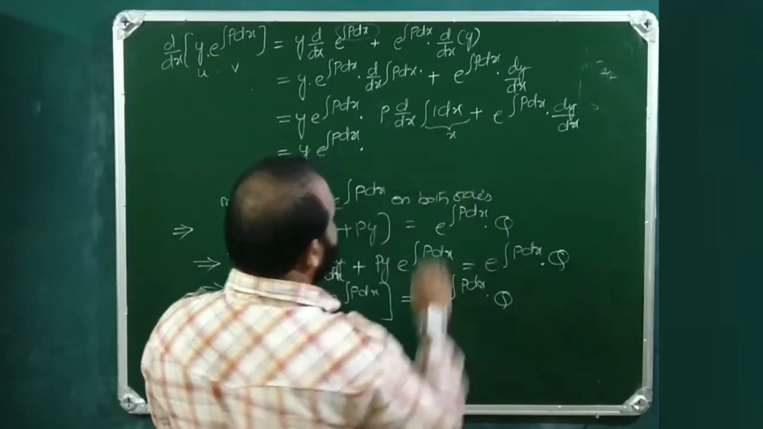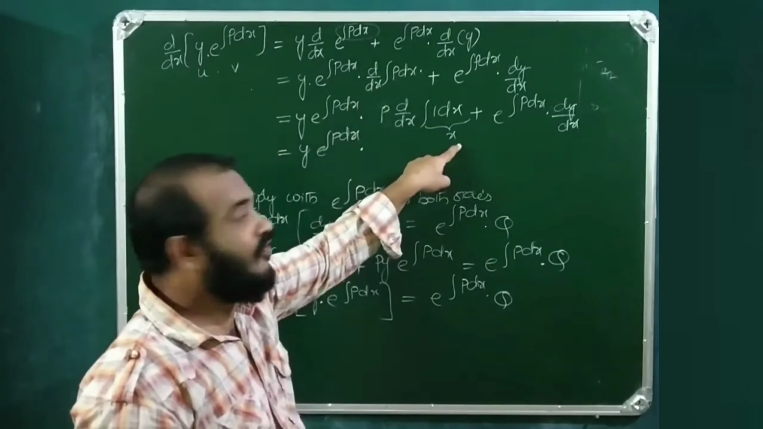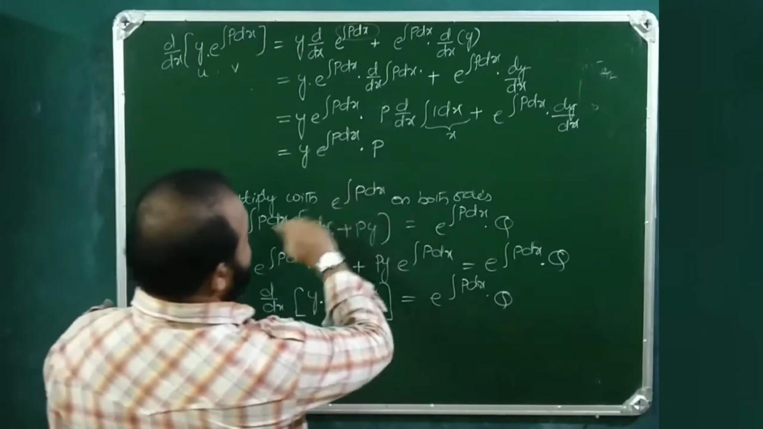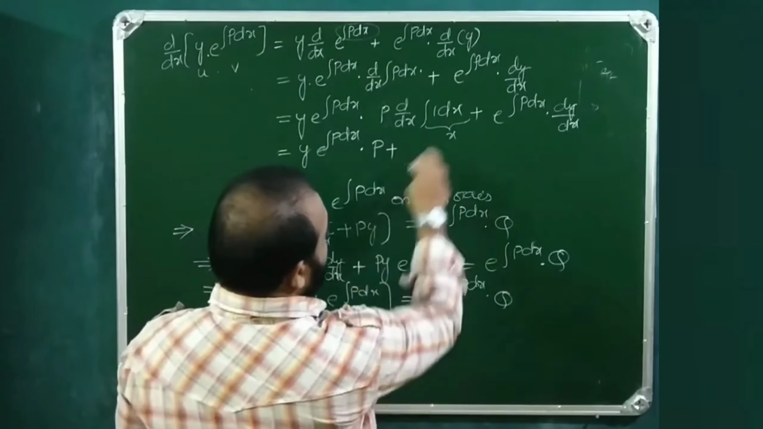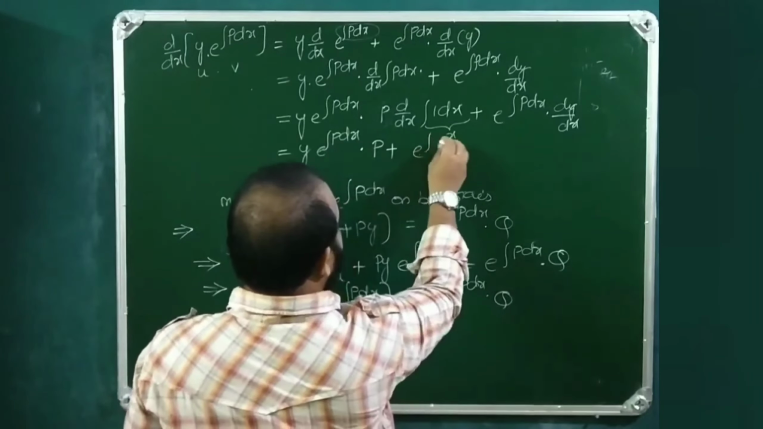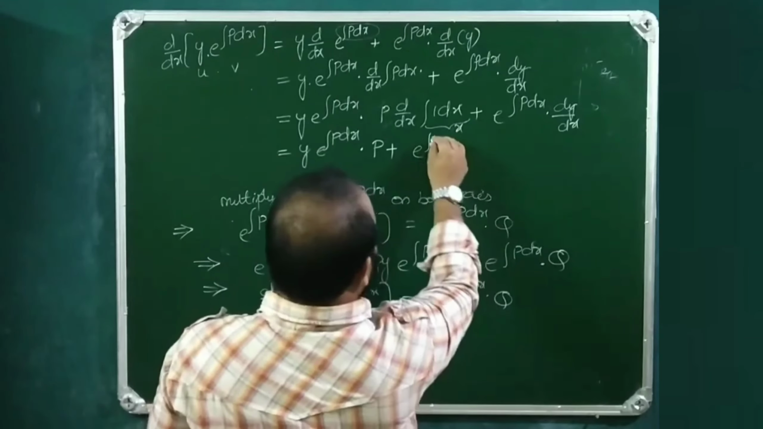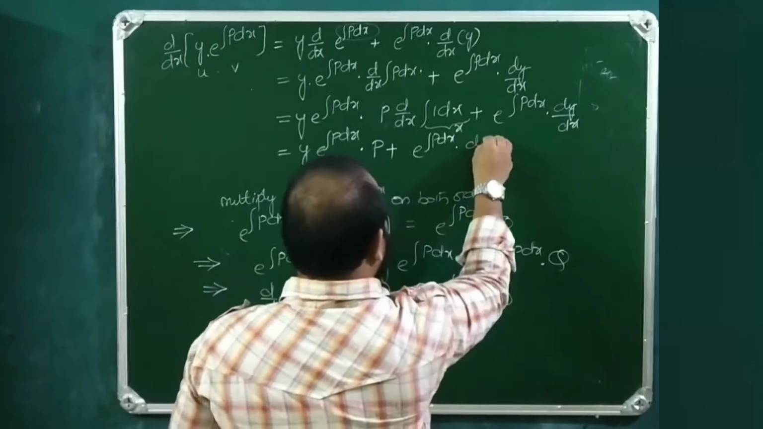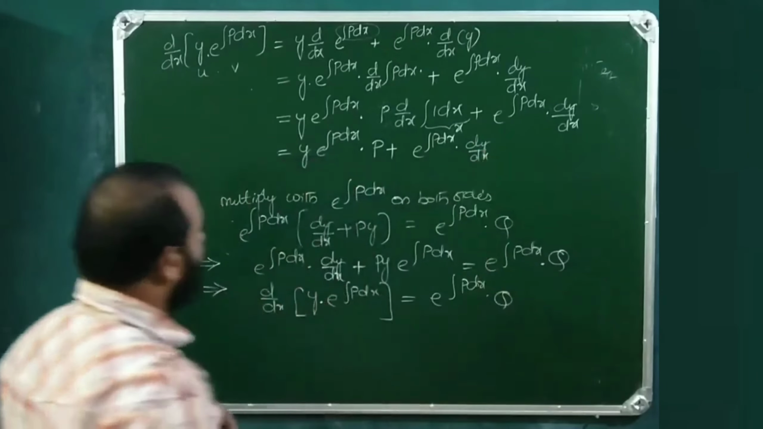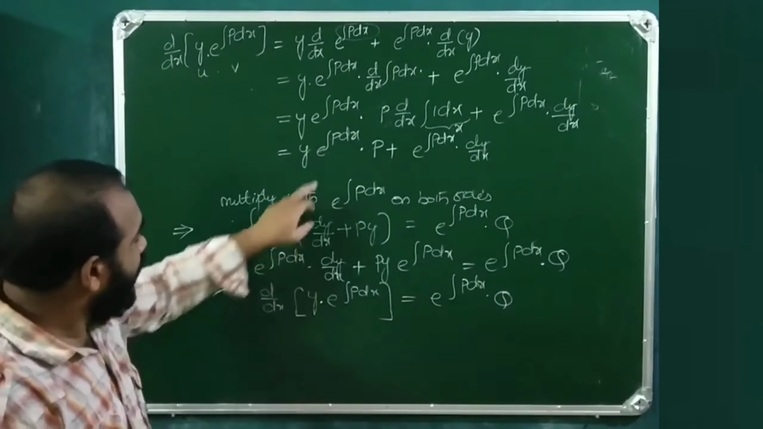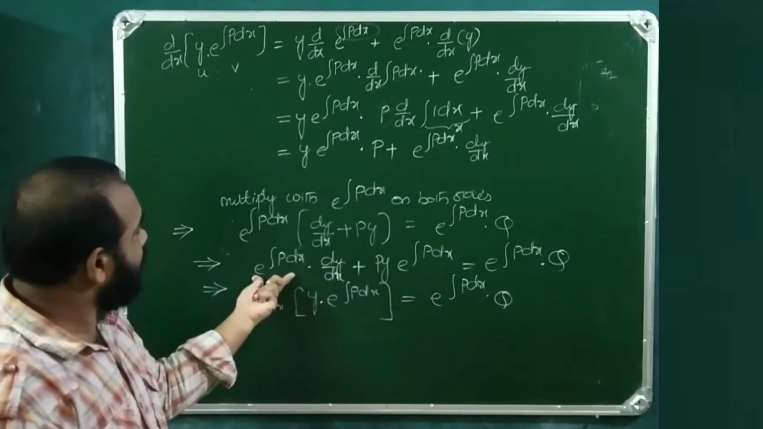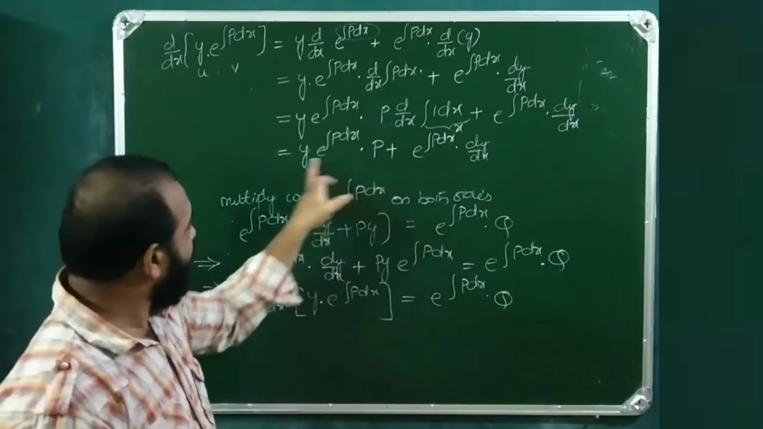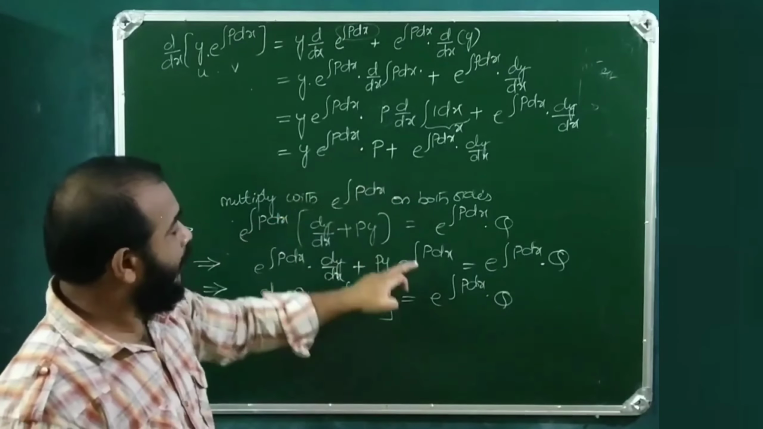So this is equal to 5 e power integral p dx into integral 1 dx. This integral 1 dx is x. d by dx of x is 1. So p into 1, p, plus e power integral p dx into dy by dx. Now you may compare this with this. See, in e power integral p dx into dy by dx. So this is equal to this, p into y e power integral p dx.